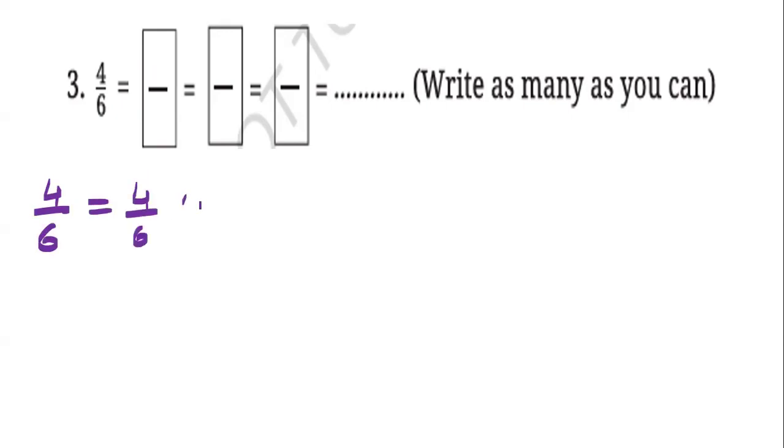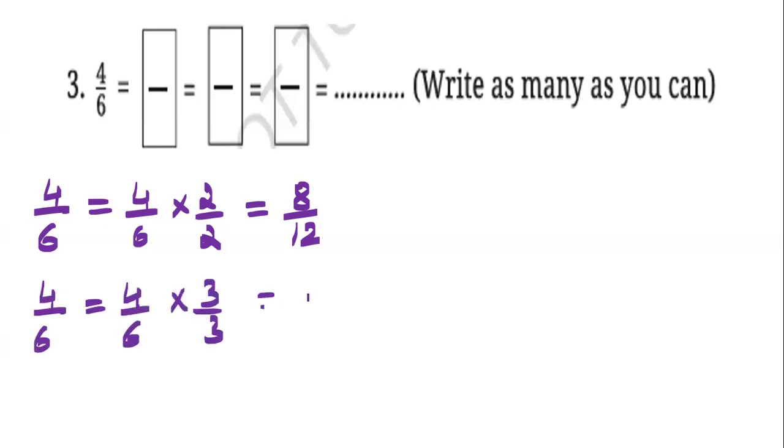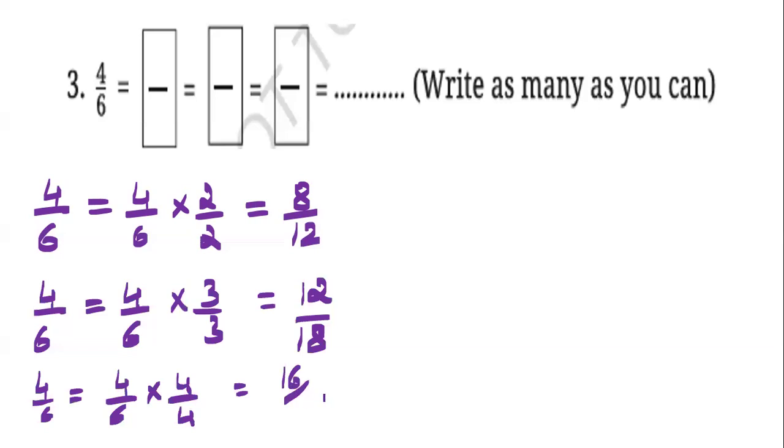4 by 6 into 2 divided by 2 is equal to 8 by 12. This is one fraction. Next, 4 by 6 into 3 divided by 3, that means 12 by 18. This is also one fraction. Next, 4 by 6 into 4 divided by 4, that means 16 by 24. So 8 by 12, 12 by 18, 16 by 24. These are all equivalent fractions.